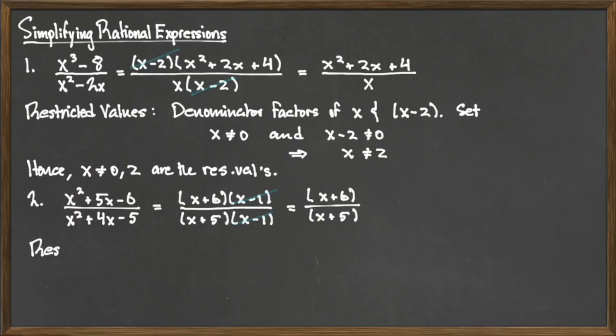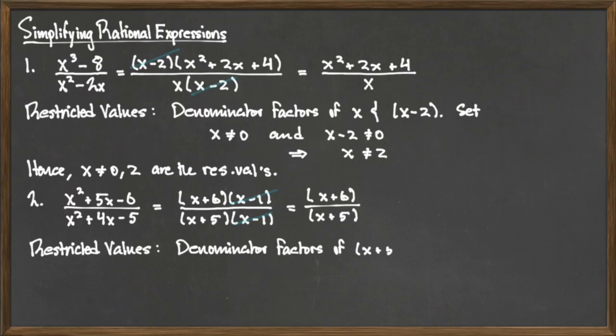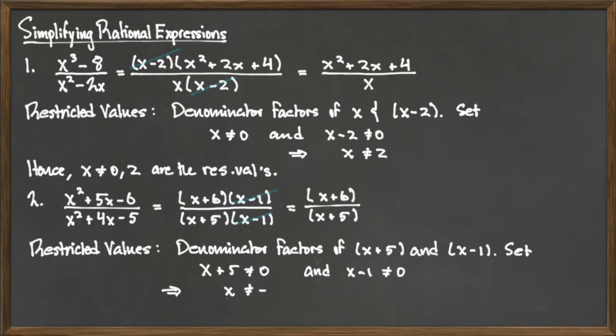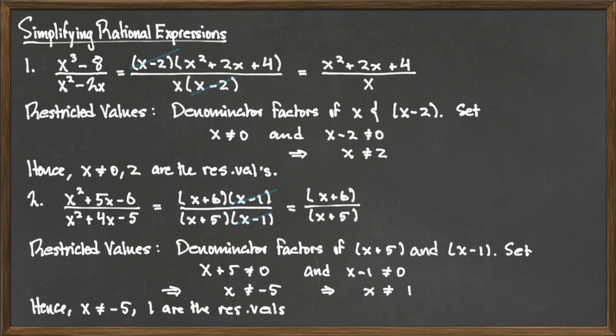Even though they canceled each other out, we still have to check every denominator factor. So we're going to set x plus 5 equal to 0 and x minus 1 equal to 0. Solving for x in each case says that x cannot be equal to negative 5, nor can it be equal to positive 1, because both of these values, when you plug them into the original problem, give us a 0 denominator. If you recall finding the domain of rational functions, the process is very similar. You factor the denominator, set it equal to 0, solve for x, and see which values you're not allowed to be.